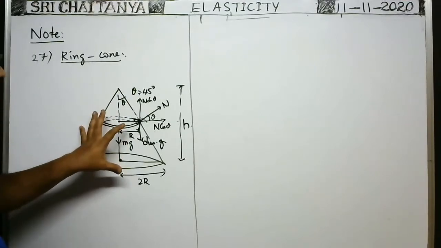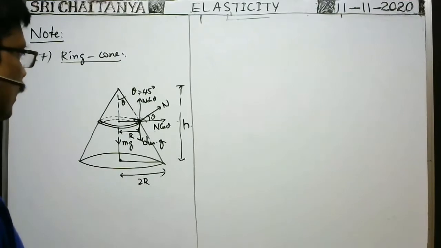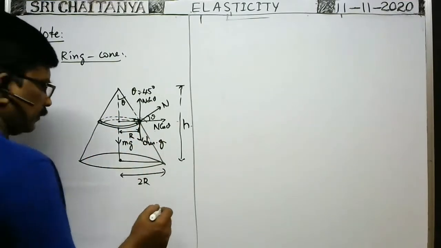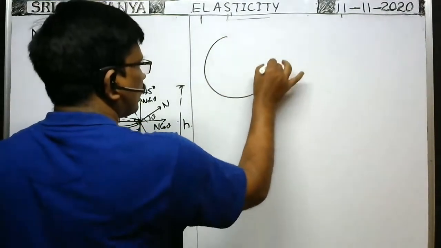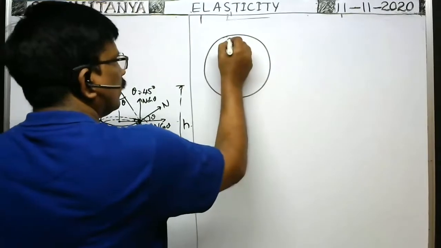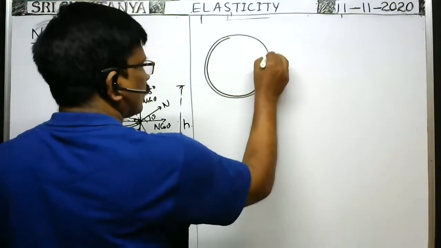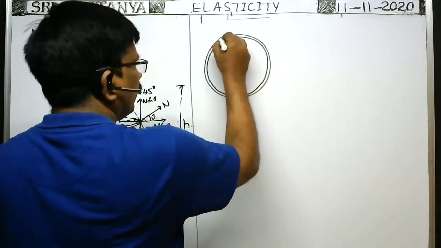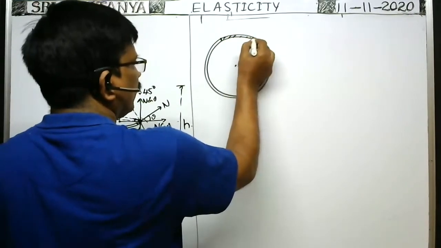So under equilibrium, what is the tension in the ring, they asked? Suppose you consider a small element of the ring. From the top view, when you see the ring, the shape of the ring is like this. Okay, it is the center. You consider a small element of the ring here.